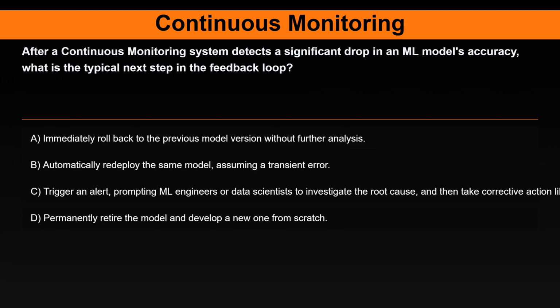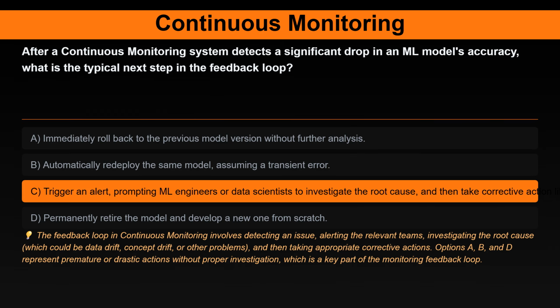Question 24. After a continuous monitoring system detects a significant drop in an ML model's accuracy, what is the typical next step in the feedback loop? Option A, immediately roll back to the previous model version without further analysis. Option B, automatically redeploy the same model, assuming a transient error. Option C, trigger an alert, prompting ML engineers or data scientists to investigate the root cause, and then take corrective action like retraining or data re-engineering. Option D, permanently retire the model and develop a new one from scratch.